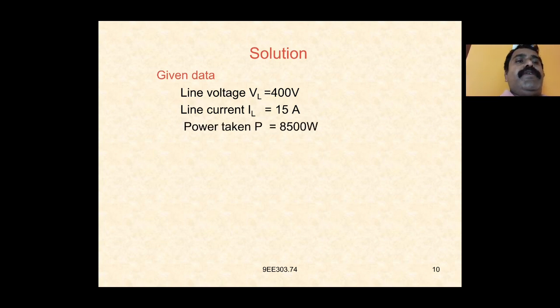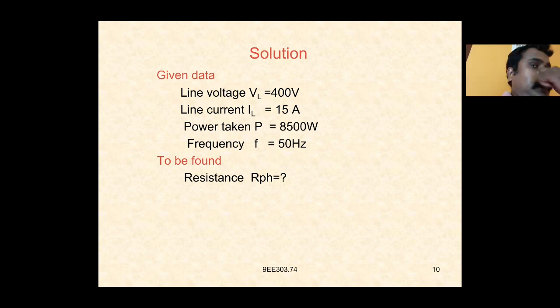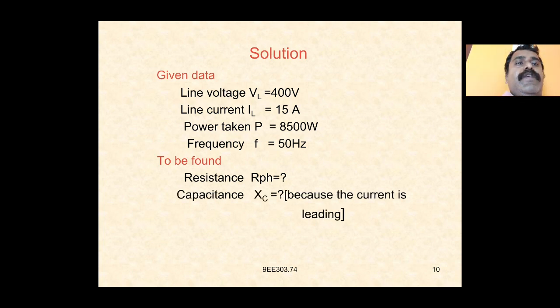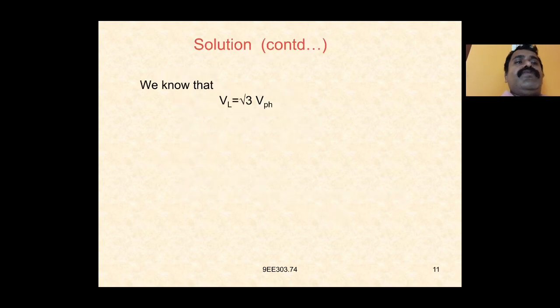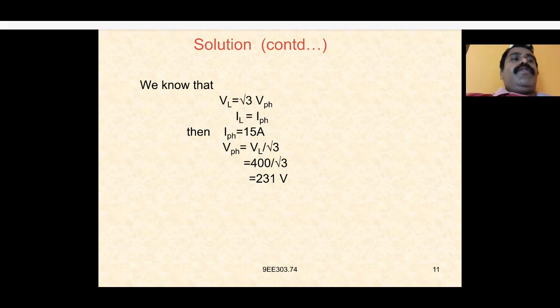Again, power taken P is equal to 8500 watts. Again, frequency F is equal to 50 hertz. To be found: resistance R phase and capacitance XC. Because the current is leading, we know that VL is equal to root 3 of V phase, and IL is equal to I phase. I phase is equal to 15 amperes. So V phase is equal to VL by root 3, where VL is equal to 400 volts.